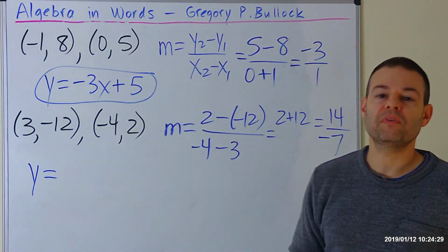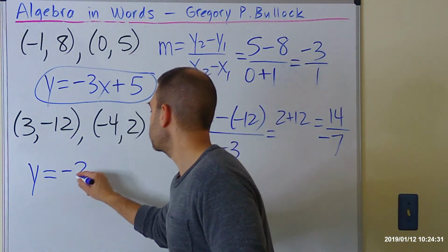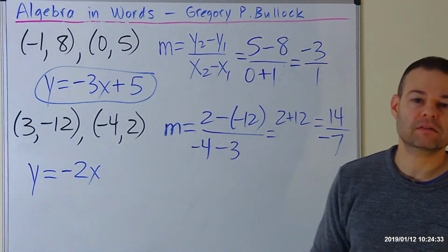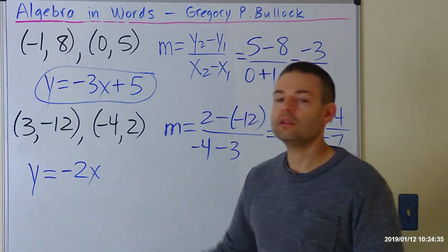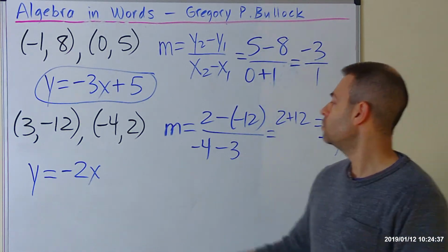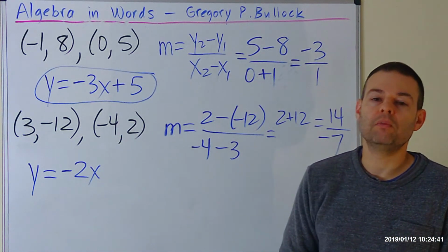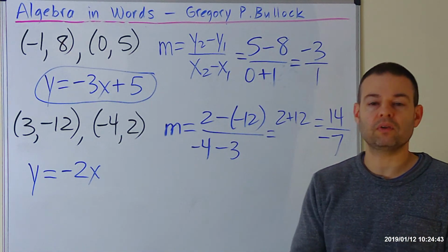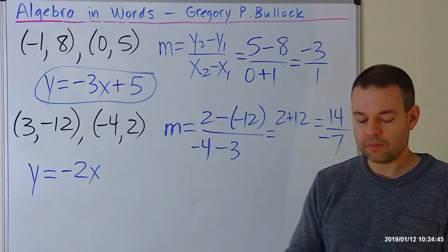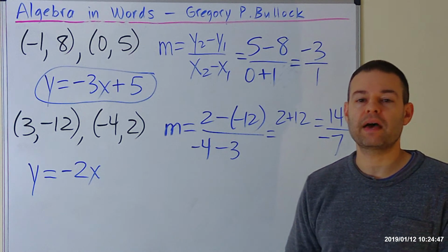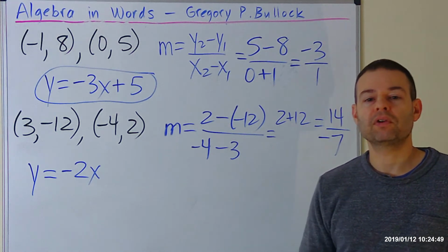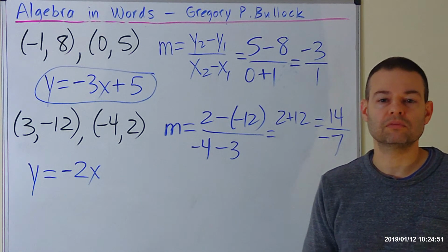Let's write the slope of -2x. -2 in front of x. And now we need the y-intercept. Can we look at these and tell what the y-intercept is? No, because there's no point that's given with 0 for x. So therefore, we have to calculate that, and I'll show you how to do that. I'm going to erase the board so we have a little more room.